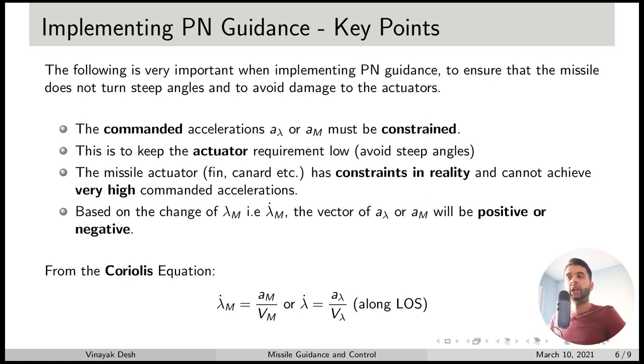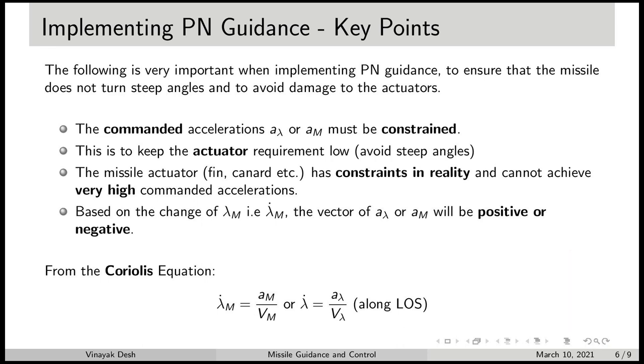Based on lambda m or lambda dot m, the vector will be either positive or negative. This will be based on you, and you will just have to experiment and see. In the links below in the description, it shows you the derivation of lambda dot. It's actually just acceleration over velocity along the line of sight or along the velocity vector. It comes from the Coriolis equation.